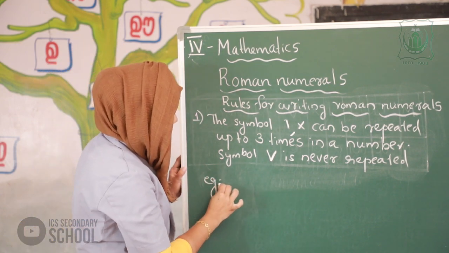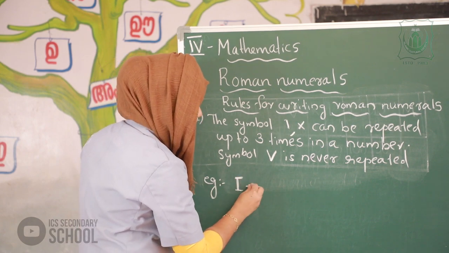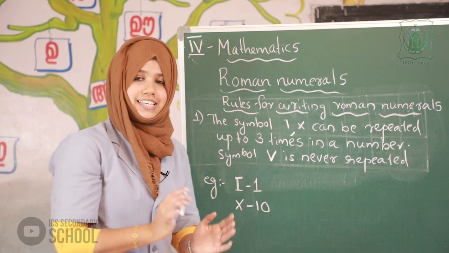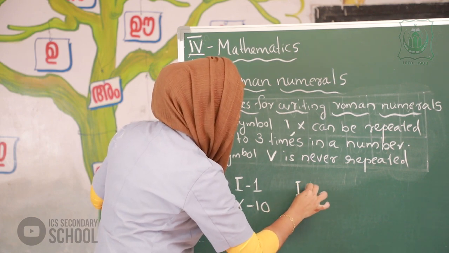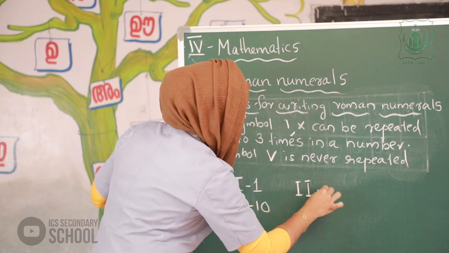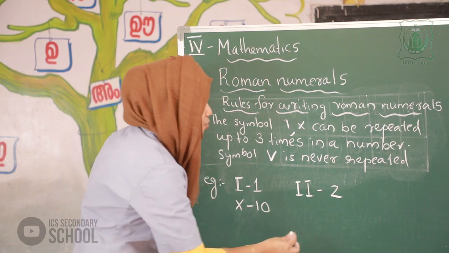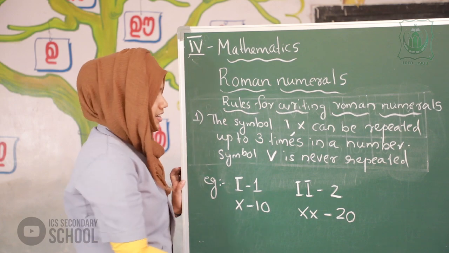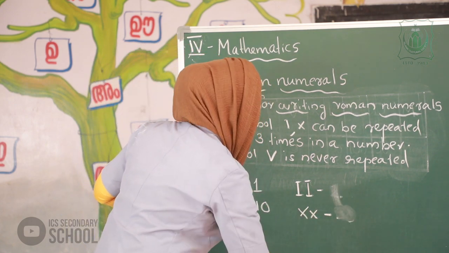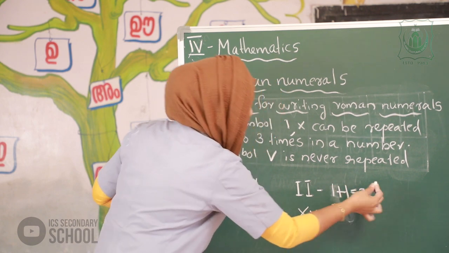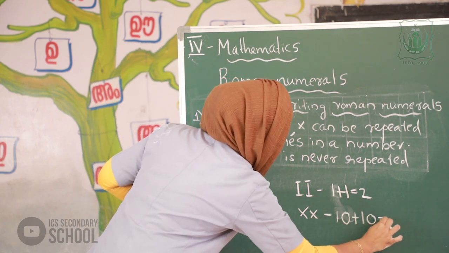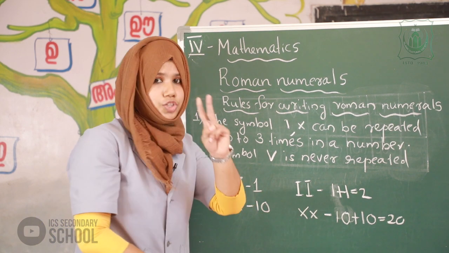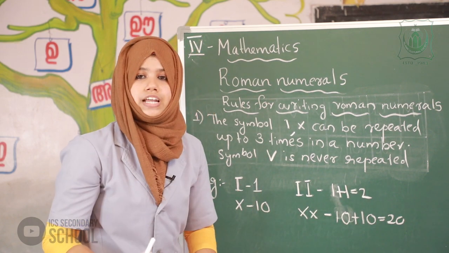Okay, example. I denotes which number? I means 1. And X is 10. So 2 I's means 1 plus 1, yes, it is 2. X means 10, 2 X's, 10 plus 10, 20. Is it clear? If you have doubt, you can write by adding: 1 plus 1 is equal to 2, 10 plus 10 is equal to 20. So the first is I means 1, X means 10. The second one, the I is repeated 2 times, so we get the number 2. X is repeated 2 times, we get the number 20.